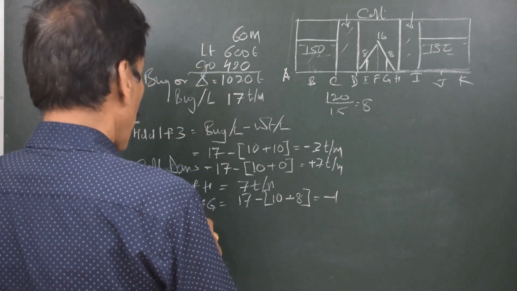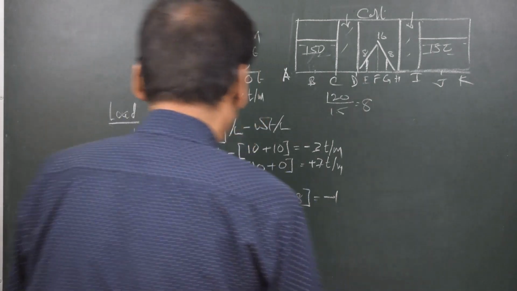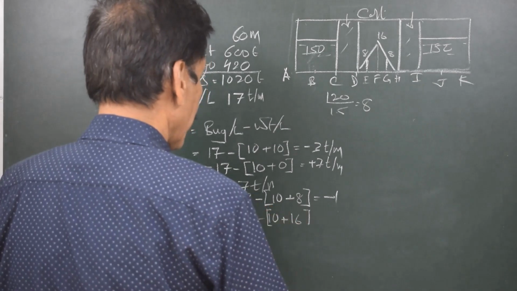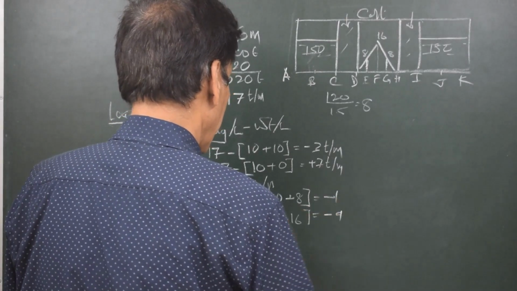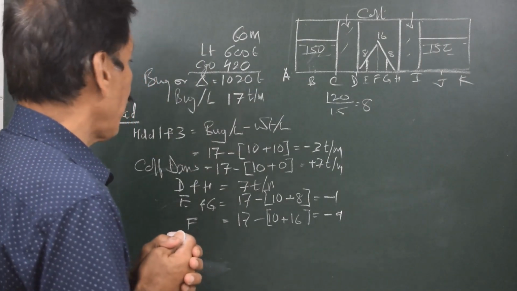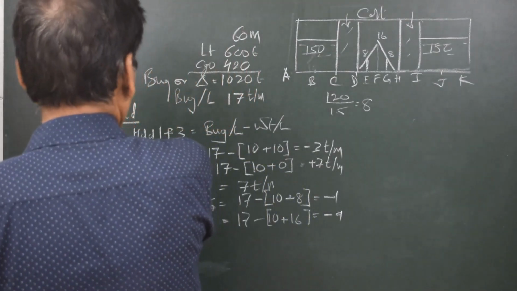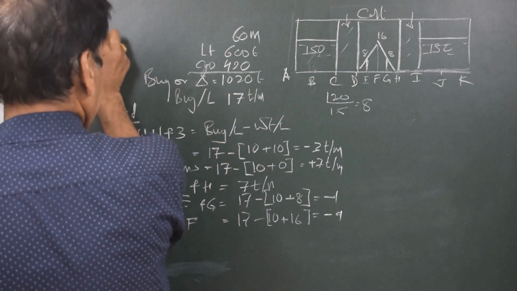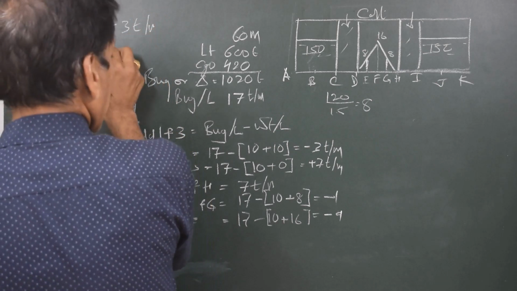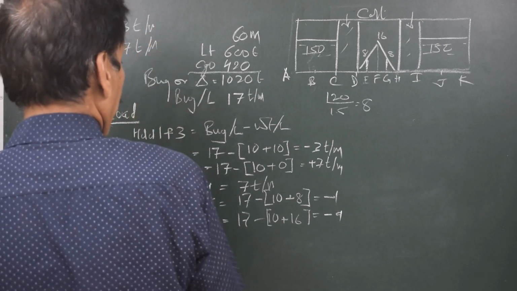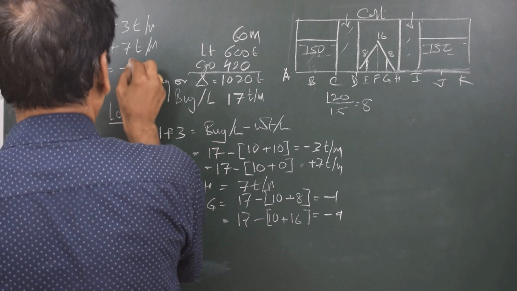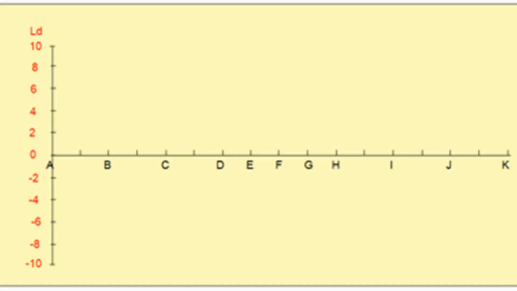And that at F is going to be 17 minus 10 plus 16. So that is equal to minus 9. So now we are ready to draw the load curve, and we have the figures. I will write it here. Hold number 1 and 3, it is minus 3 tons per meter, and the cofferdam, it is plus 7 tons per meter. At E and G, it is minus 1, and at F, it is minus 9.